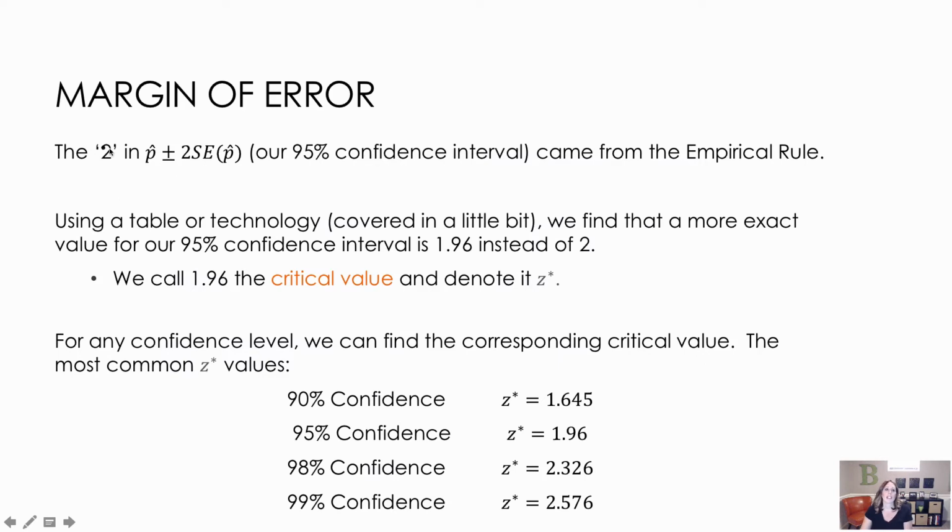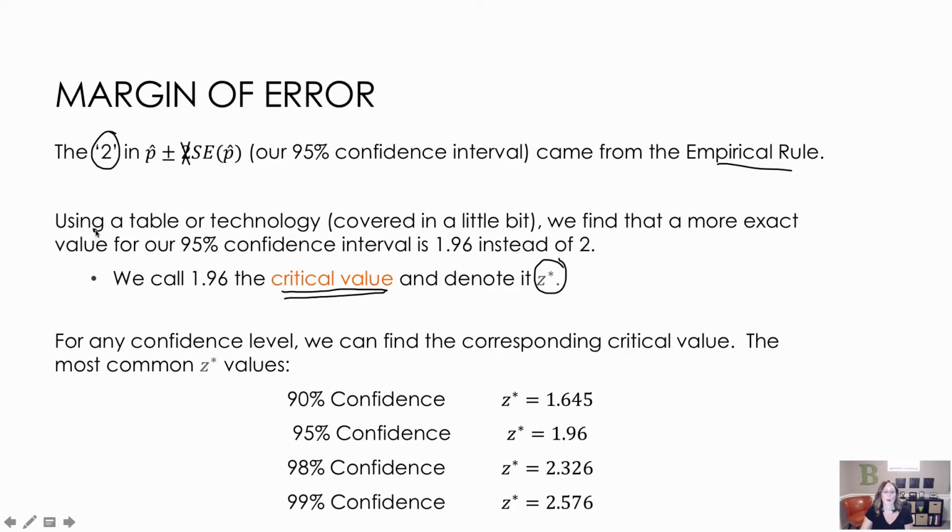So again, when we were talking about p hat plus or minus 2 times the standard error, we're using 2 based on the empirical rule. And remember, all along I've said the empirical rule is really just an estimate, it's not precise. And so instead, we're going to be a little bit more precise, and we're going to find a number that's going to replace 2. And that value is called z star. Z star is called a critical value. Remember this term, I'm going to talk about it a lot.